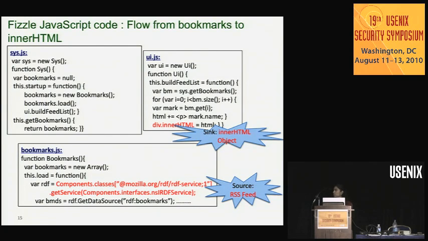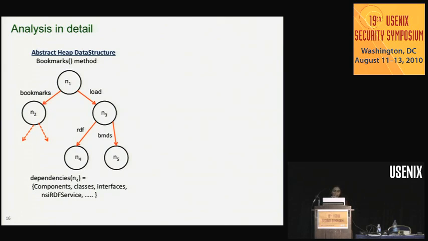What VEX has to do is to somehow find out that there is a flow from this source to this particular sink. That is, this object is dependent on this object. Okay. So let's look at the analysis in detail.